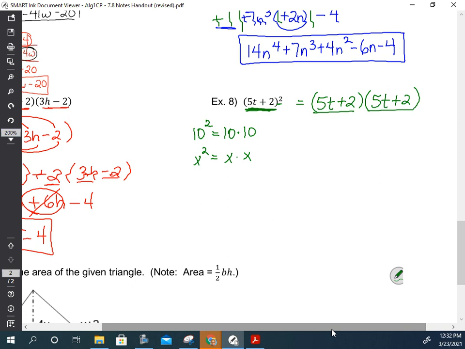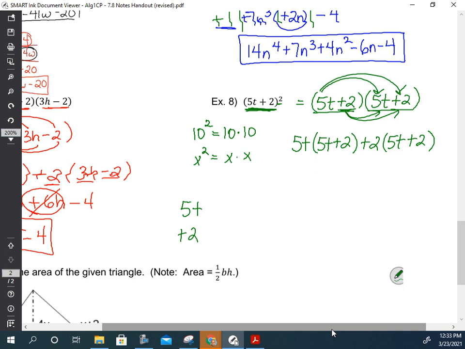So if you have 5t, so 5t times 5t plus 2, and then 2 times 5t plus 2. So I'm doing it using distributive property. If you were to set it up using Punnett squares, that's okay too. There's your setup. There's your setup if you're doing Punnett squares.